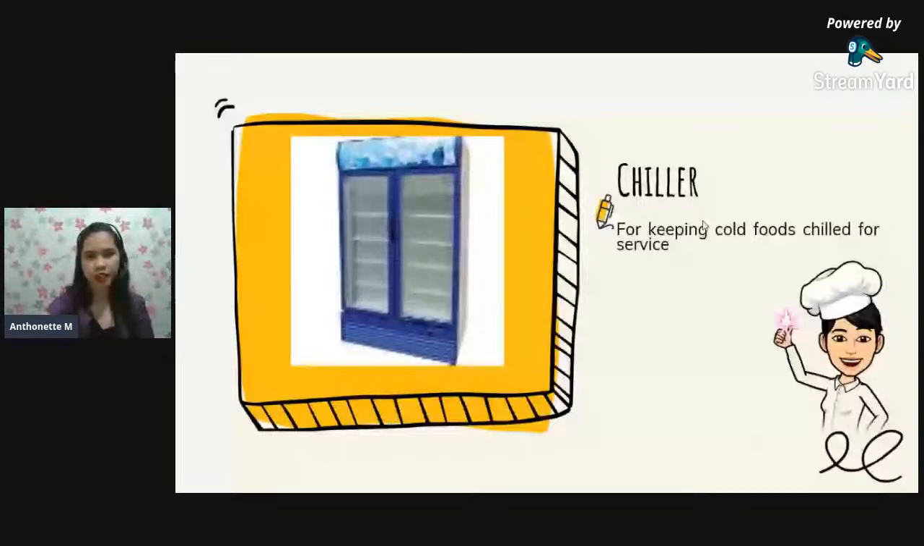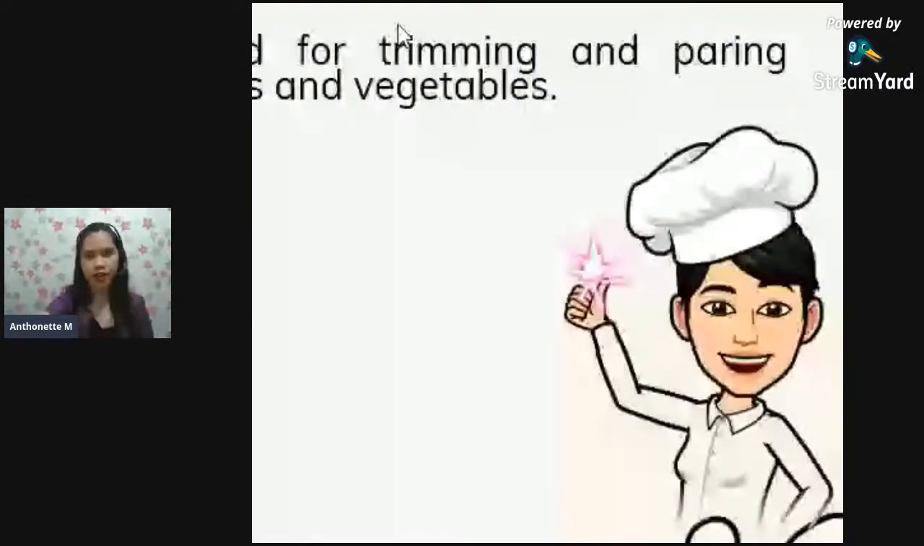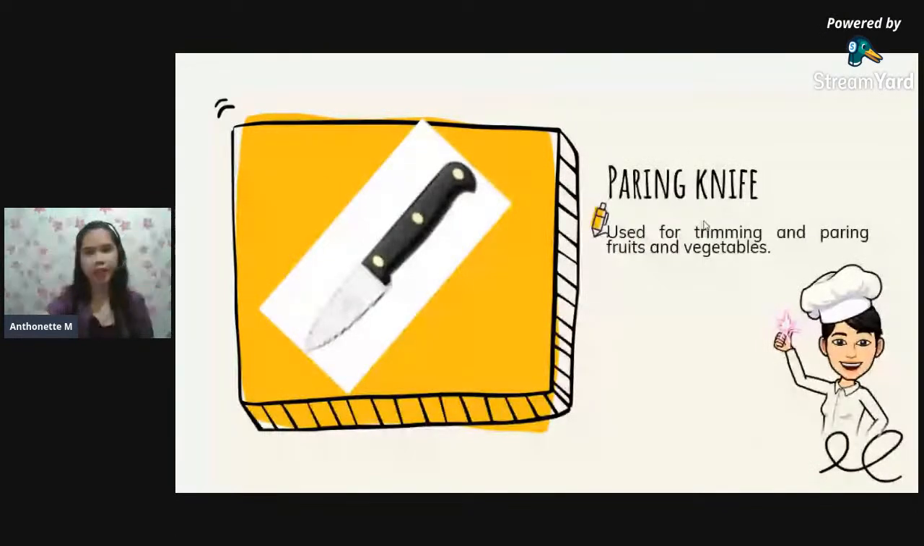Next is the paring knife. A paring knife is used for trimming and paring fruits and vegetables. You use the paring knife in paring and trimming fruits and vegetables.